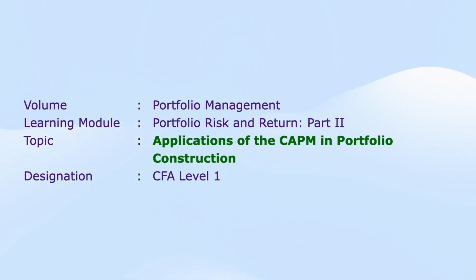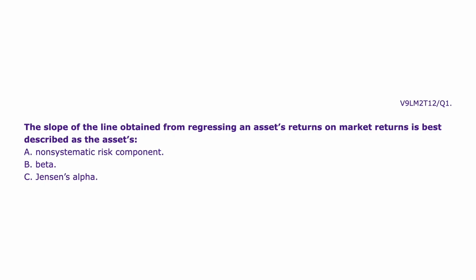Topic: Applications of the CAPM in portfolio construction. The slope of the line obtained from regressing an asset's returns on market returns is best described as the asset's: A. Non-systematic risk component. B. Beta. C. Jensen's alpha.